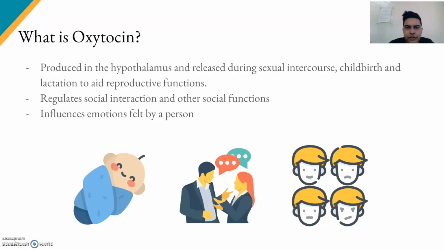Some interesting facts about oxytocin are that it's released by the body during sexual intercourse, childbirth, and also lactation, and this helps in the reproductive functions. In addition to that, it also helps to regulate many of the social interactions faced by humans on a daily basis, and also other social functions. And lastly, it also has a considerable impact on emotions.